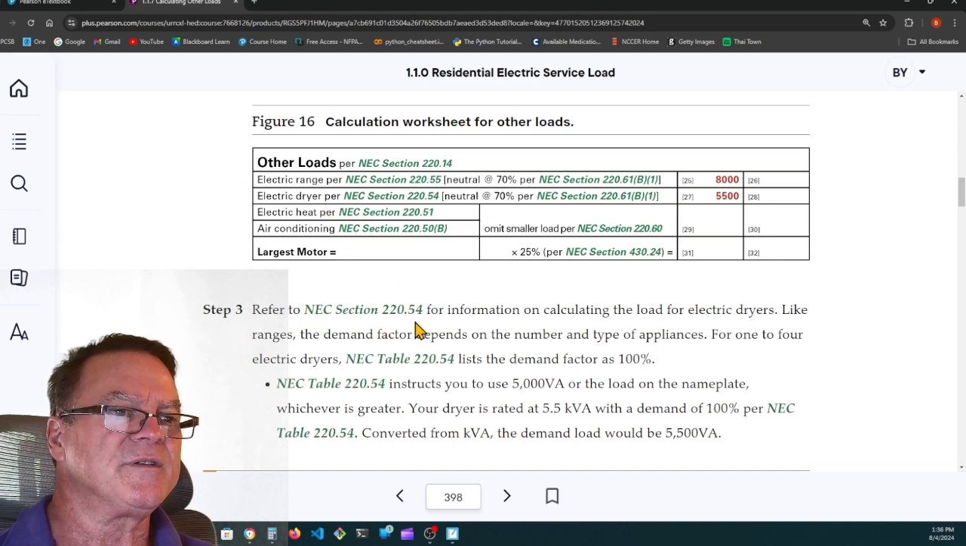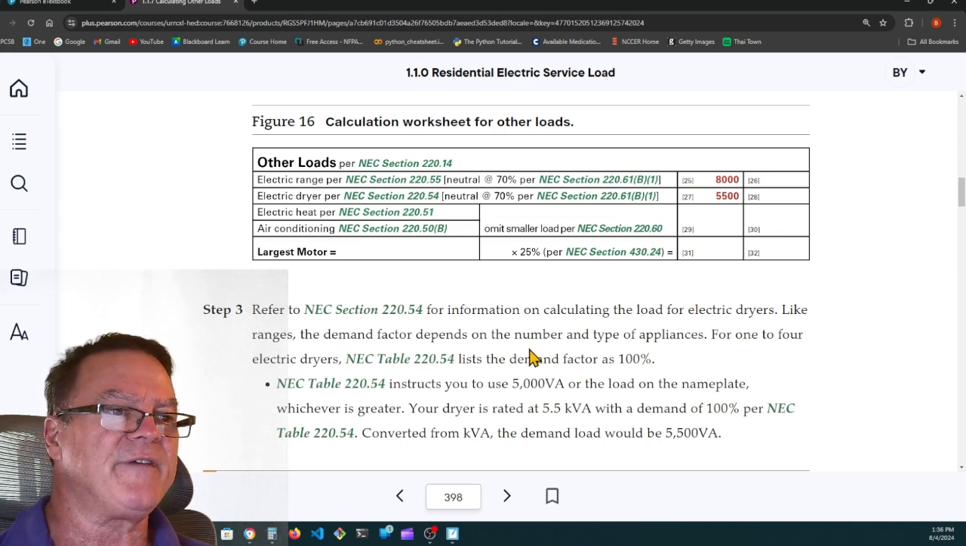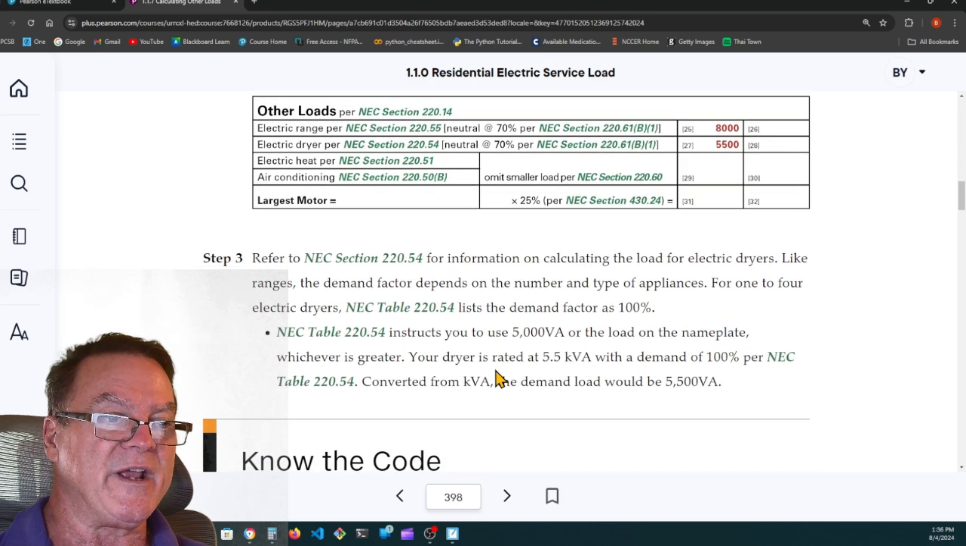Here it is. Refer to NEC section 220.54 for information on calculating the load of electric dryers. Like ranges, the demand factor depends on the number and type of appliances. For 1 to 4 electric dryers, 220.54 lists the demand factor as 100%. NEC table 220.54 instructs you to use 5,000 volt amps or the load on the nameplate, whichever is greater.